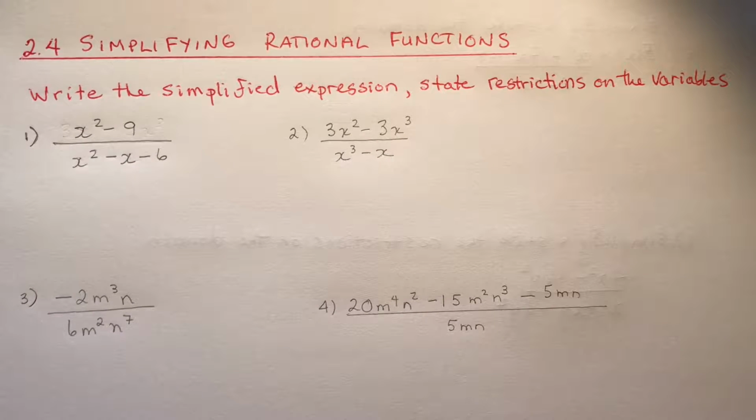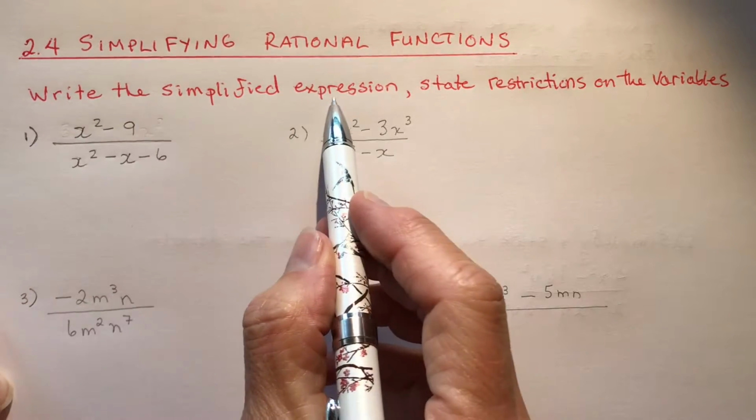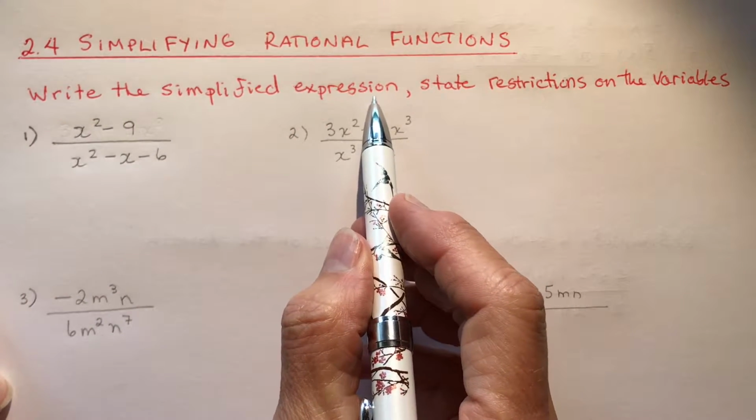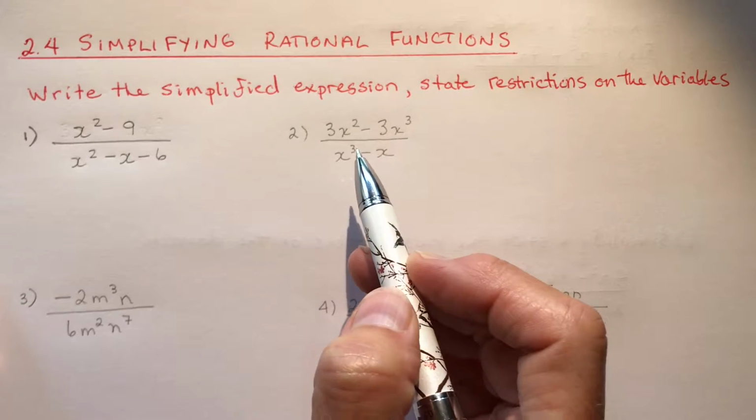So now we're back to the textbook, 2.4, Simplifying Rational Functions. And this is where the fun begins, where you need to be able to use these factoring tools in order to simplify expressions. So the question would state something like, write the simplified expression. That just means simplify, right? They sometimes write things in ways that make it difficult.